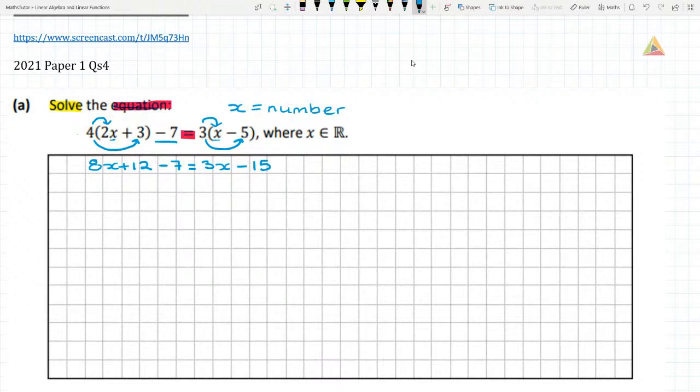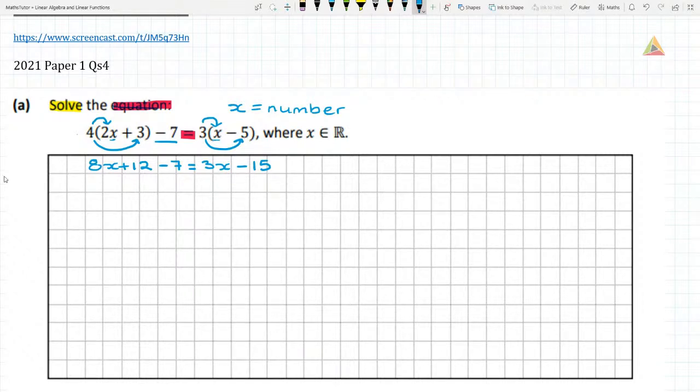Once I get to this stage, I now want to have x equal to a number. So that means I want all my x's together on one side of this equation and all of my numbers together on the other side of the equation. And what's really important with equations is I'm allowed to do anything I want to one side of the equation as long as I do exactly the same thing to the other. So if I add a number on one side, I have to add it on the other side. If I multiply on one side, I have to multiply on the other.